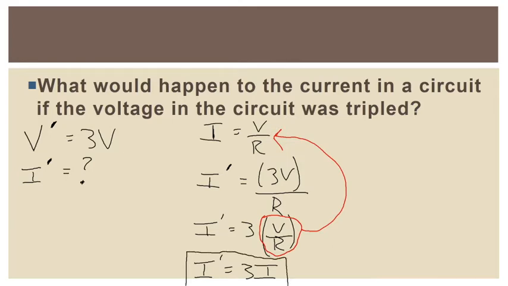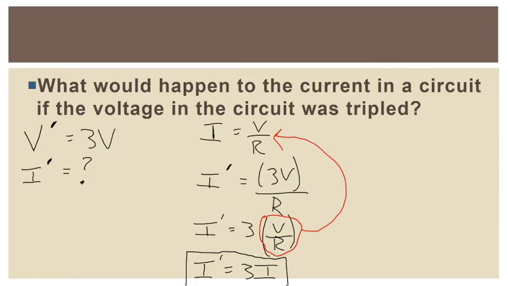And that's it. Now, if they told us the original current was 9, then all we would have to do is plug that in for I, and we would get 3 times 9 is 27. We don't have to know the voltage. We don't have to know the resistance. All we have to know is the factor by which the voltage changes. And if we know that the voltage in a circuit triples, then no matter what the original current was, the new current is going to be 3 times larger.